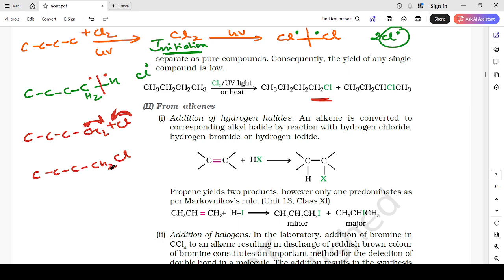Okay, ma'am. Is that over? Not yet over. Then what would happen? Why should only this hydrogen go for participation? Even this hydrogen could have gone for participation, no?